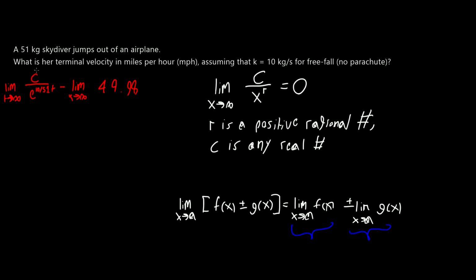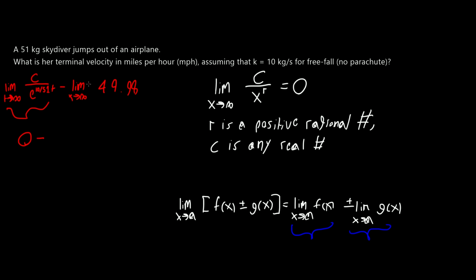So when we look at our equation over here, c will be any real number. We're not going to have any imaginary numbers or anything crazy like that. And our r, which in this case is our 10 over 51, is indeed positive. So we're good to go. So now, this limit will just turn into a 0.